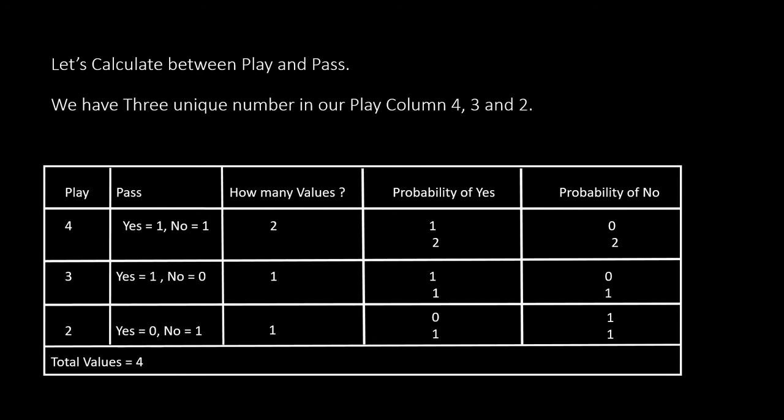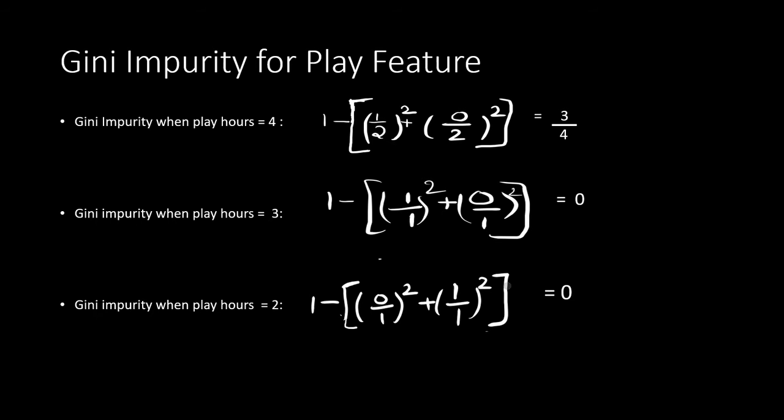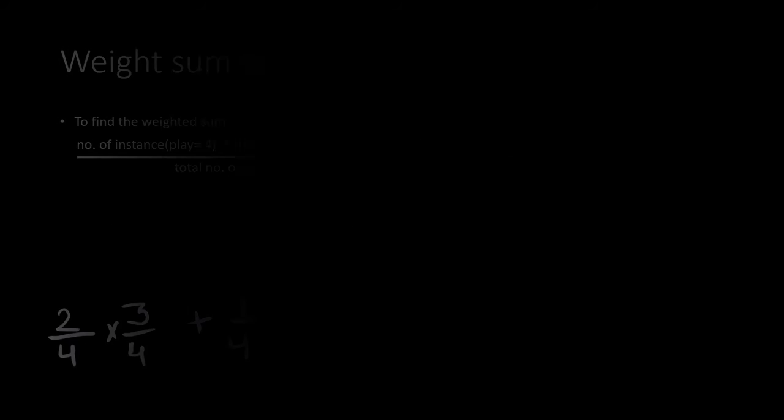Let's calculate between play and pass. We have 3 unique numbers in our play column, 4, 3, and 2. Similarly for that also we have to find the weighted sum after the Gini indexing. After applying the Gini formula, we are getting 3 by 4, 0, and 0. And the weighted sum will be 3 by 8.